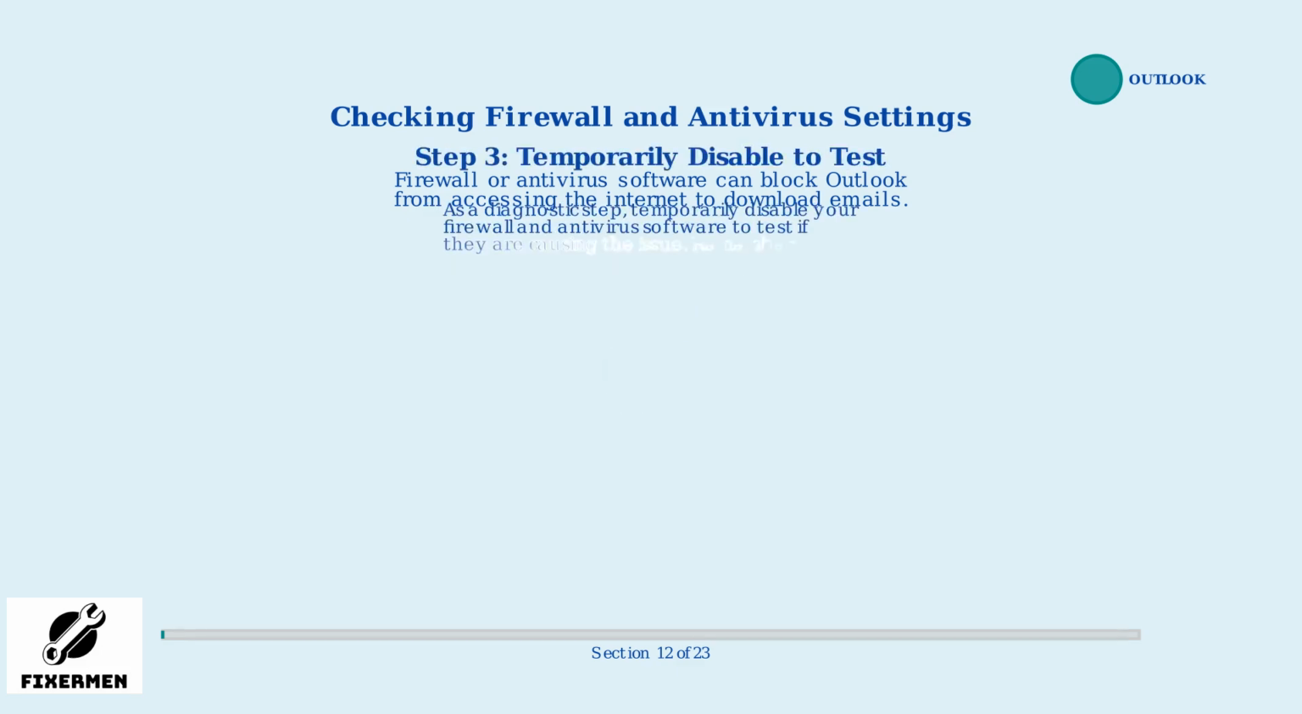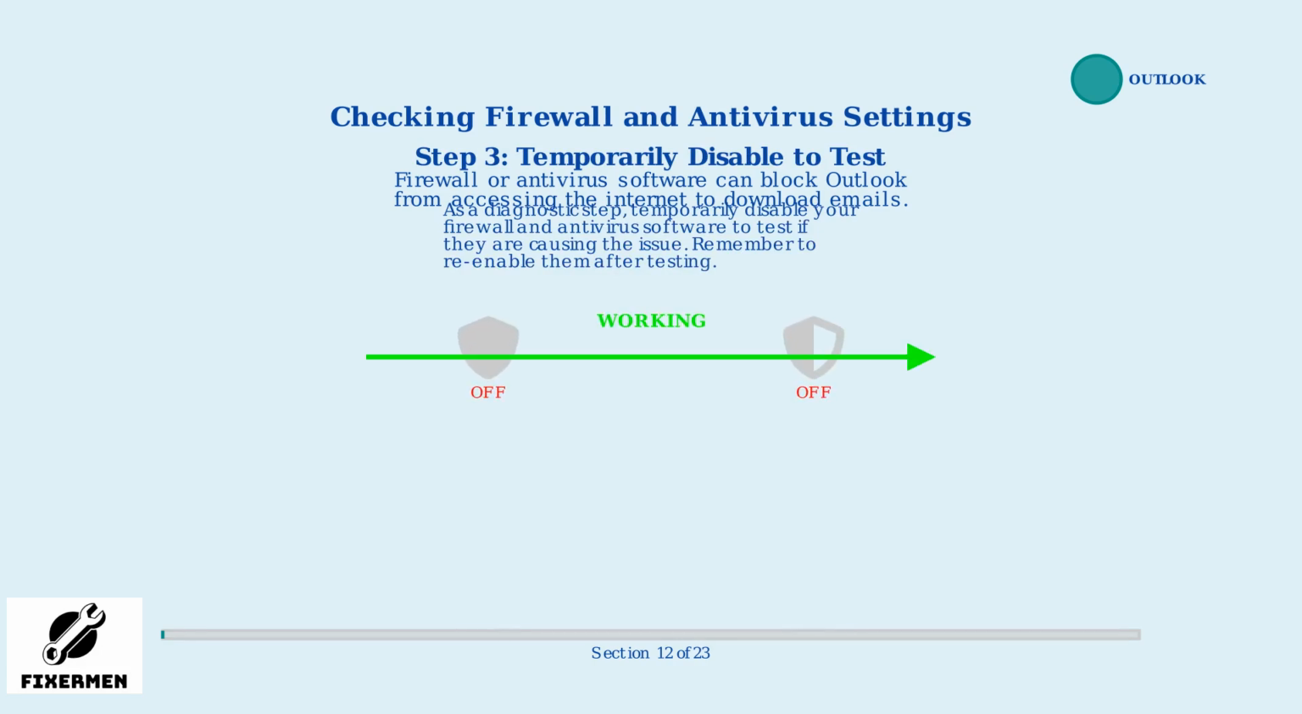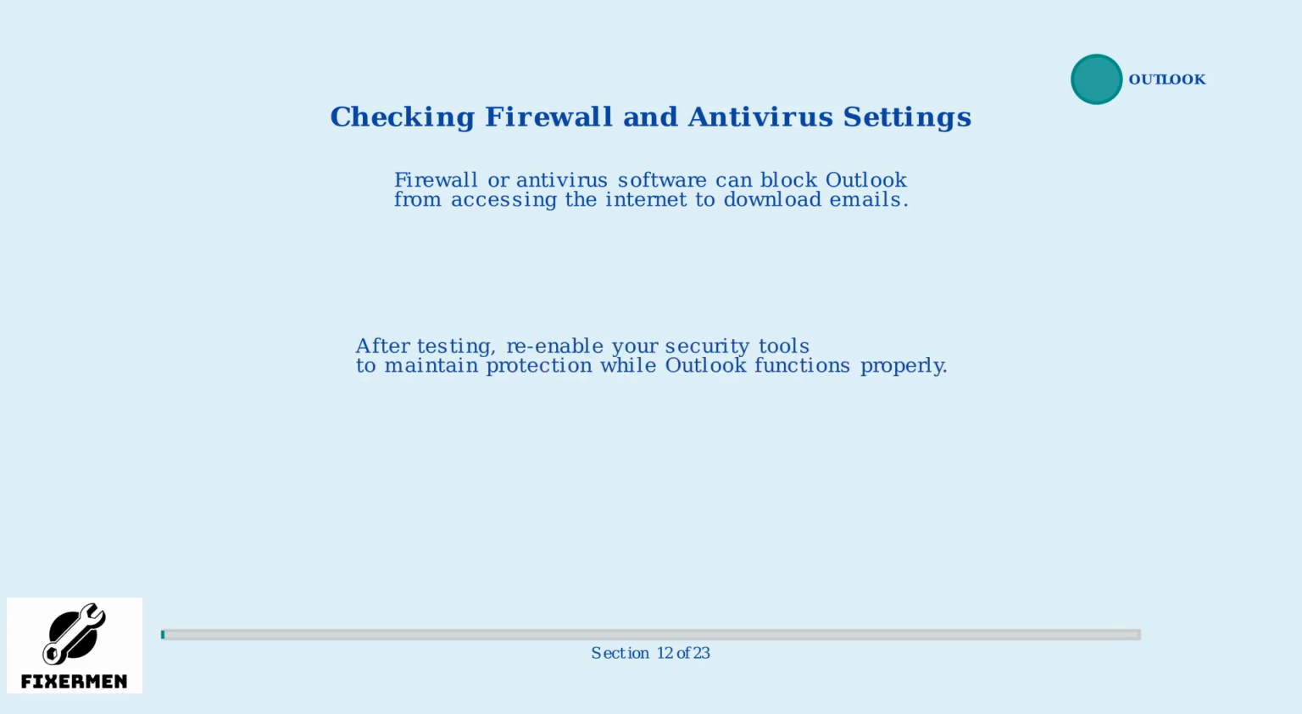Finally, as a troubleshooting step, temporarily disable both your firewall and antivirus software to see if Outlook can then download emails automatically. If the problem resolves, you'll know these security tools were the cause. Be sure to re-enable them immediately after testing, as running without protection leaves your computer vulnerable. Once you've identified and resolved any firewall or antivirus interference, Outlook should be able to download emails automatically again. Always remember to re-enable your security software after testing to keep your computer protected.